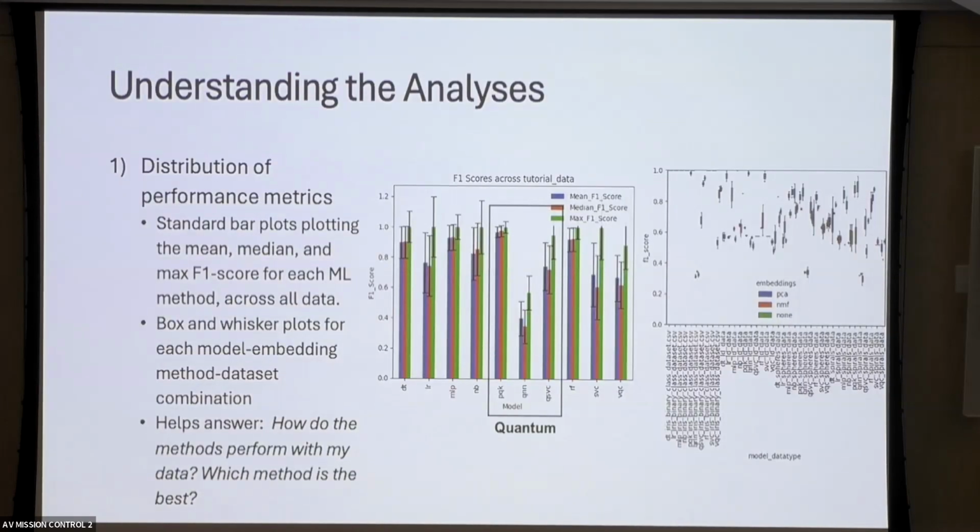So just a quick recap of the analysis that's automated as well. In this case, you have your standard bar plots and box and whisker plots that give you an idea of the performance of all 10 machine learning models across your data, which basically helps answer how the methods perform with your data and which method is the best.